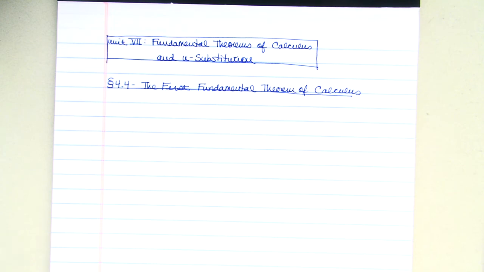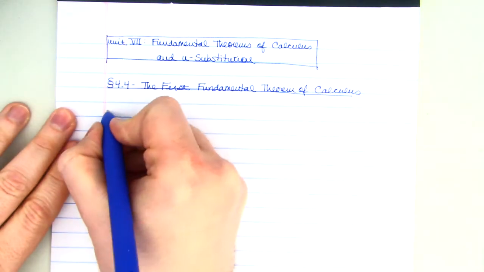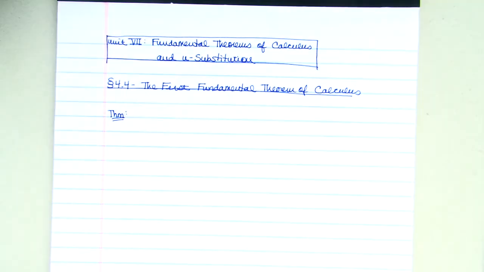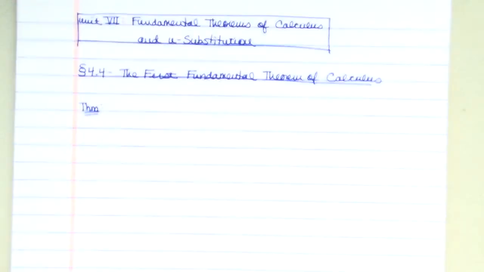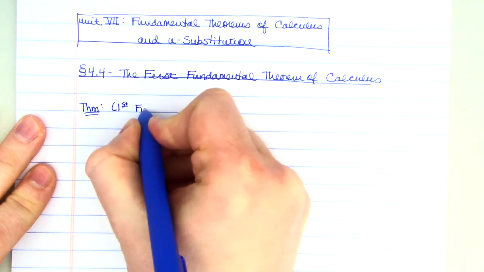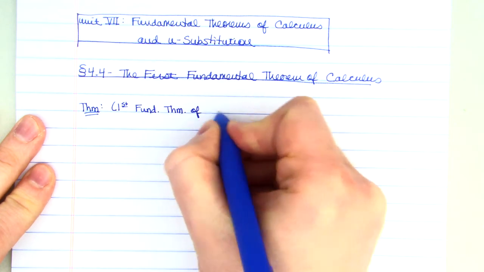So, section 4.4 is going to start by talking about what we call the first fundamental theorem of calculus. There are 2 fundamental theorems of calculus. We're going to start by dealing with this first one. And here is our theorem. And this is the theorem that will finally make a connection between antiderivatives and definite integrals. This theorem is called the first fundamental theorem of calculus.